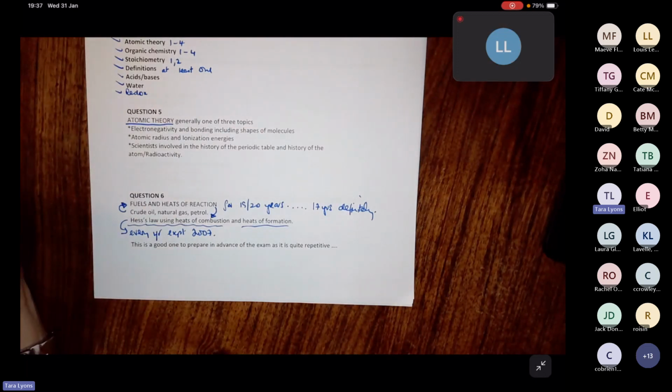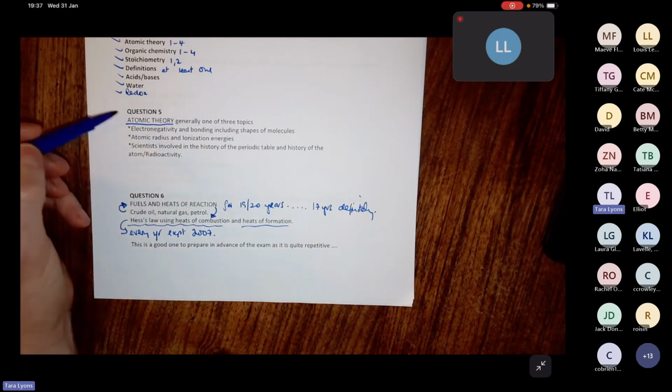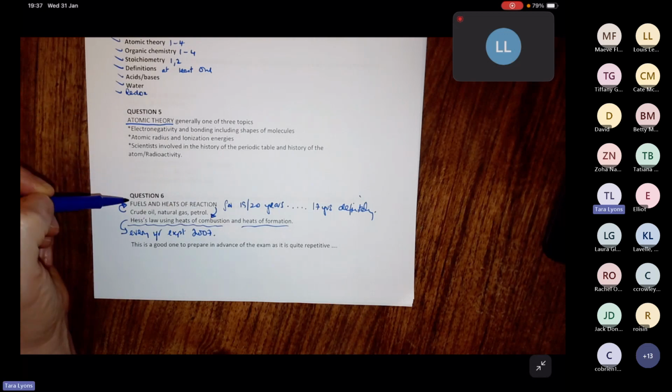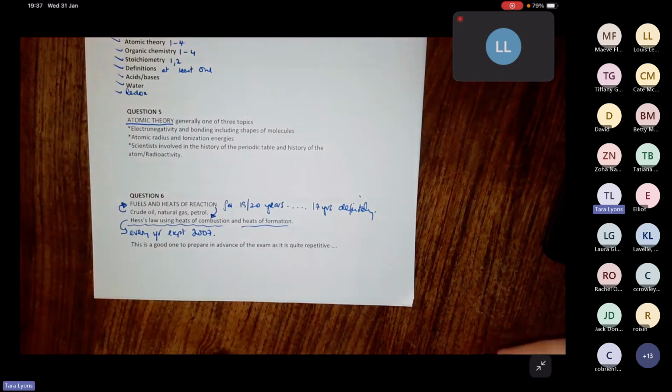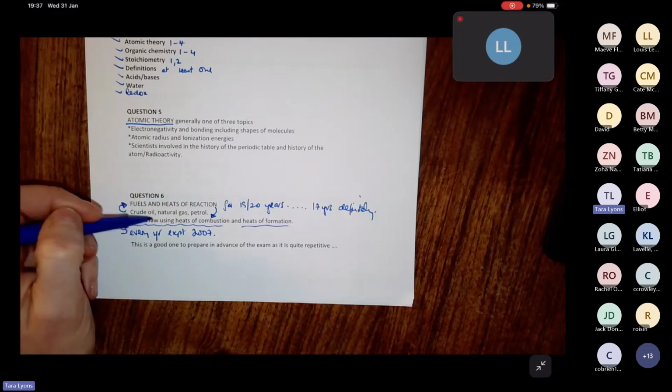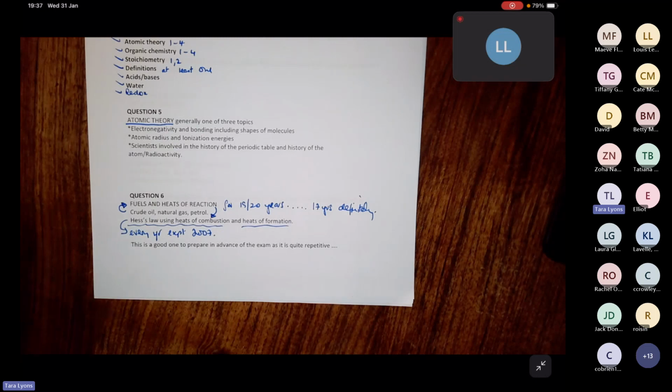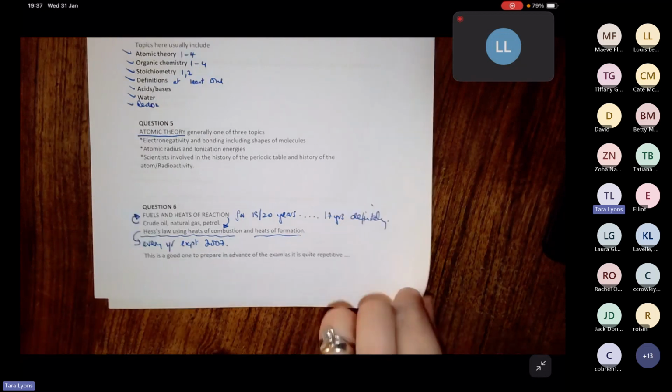They have 11 handouts. On average, my notes would have maybe 12 or 13 pages per handout. So you're looking at 100 to 120 pages of material to learn for question 5. For question 6, about 5 pages of material. So you go to your book, you find your crude oil, your natural gas, your petrol, and you find the calculation involving Hess's law for heats of combustion and heats of formation. And that's a whole question. So it's another one that I would have prepared before going into the exam.